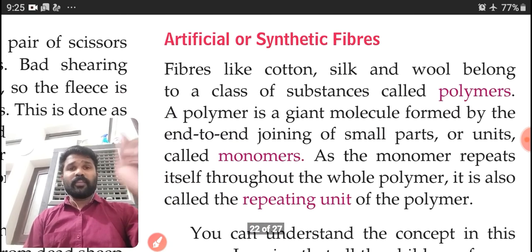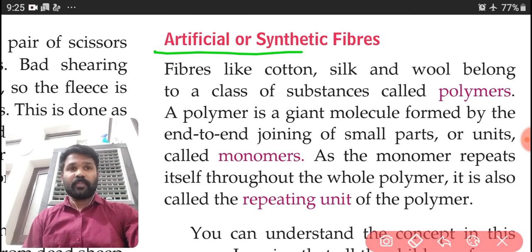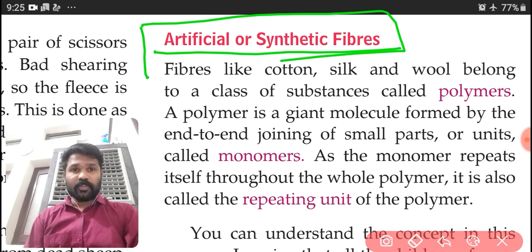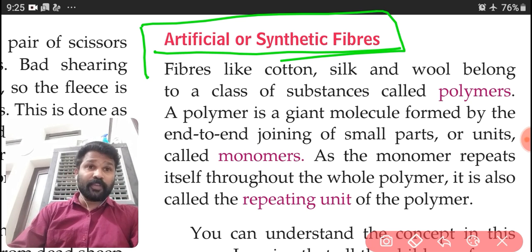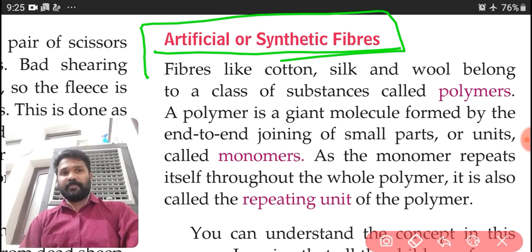Now we are going to discuss artificial or synthetic fibers. We have discussed the natural fibers, clear? Cotton and wool we have discussed. Now we are going to discuss artificial or synthetic fibers.